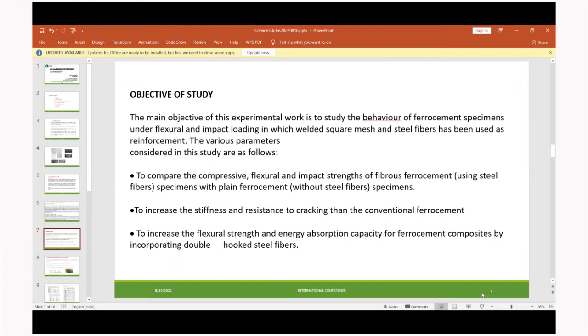A specimen of ferro cement with or without steel fiber, to increase stiffness and resistance to cracking compared to conventional ferro cement, and to increase flexural strength and energy absorption capacity.